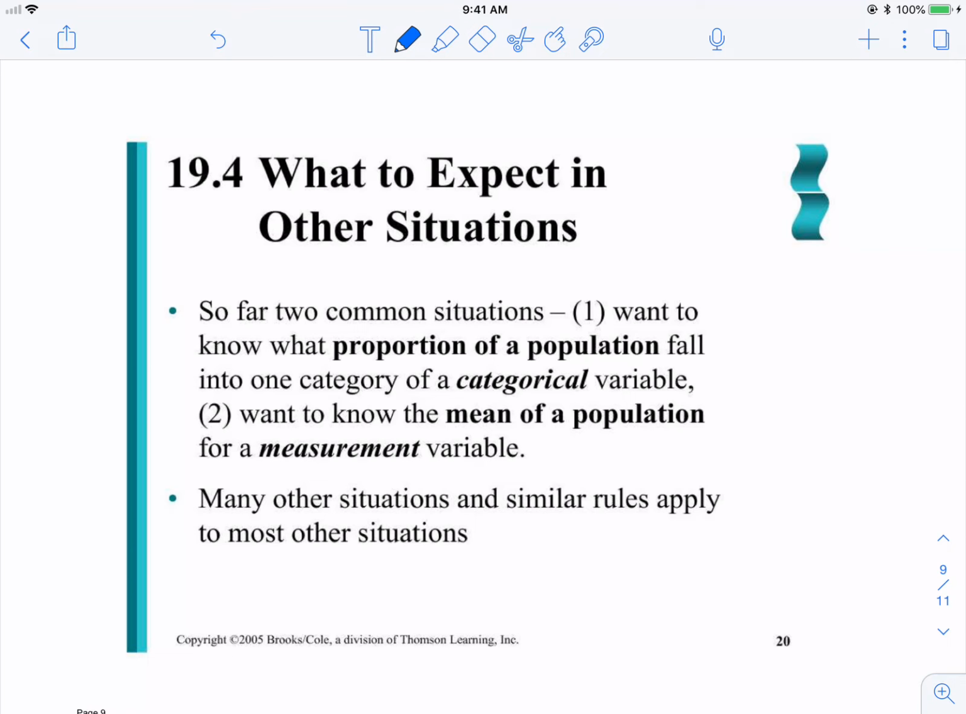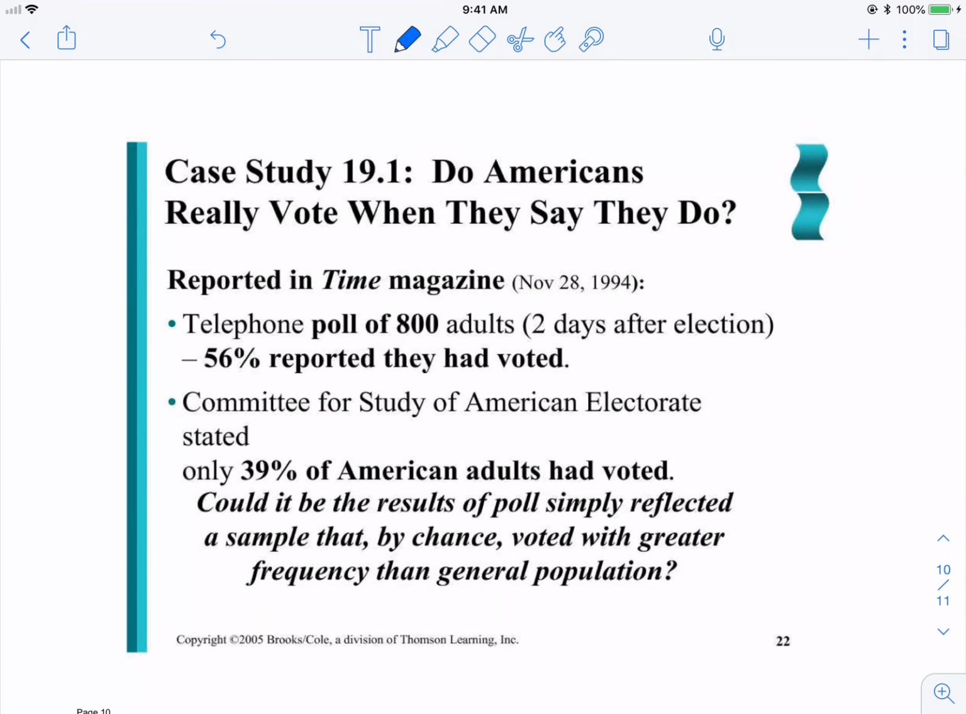So we've been looking at both proportions and means. Proportions of the population, sometimes you're describing categorical data with that. The means, you're usually talking about measurement variables. There are lots of other situations, and similar rules apply if you get into an advanced statistics course later in your career. So here's a quick case study to just summarize everything.